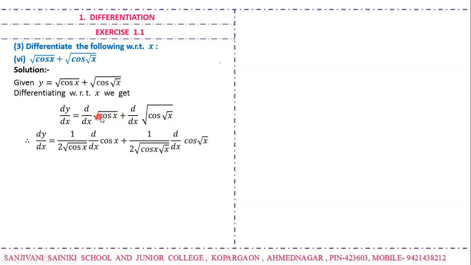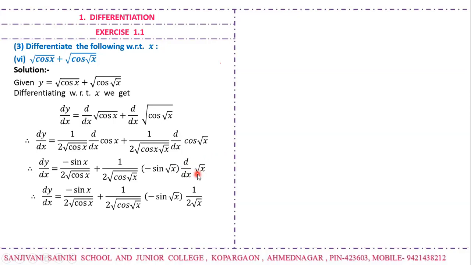So dy/dx of the first function plus dy/dx of the second function. For the first function, root f of x, the derivative of root f of x is 1 upon 2 root f of x into f dash of x. So dy/dx of cos x here is also root f of x, meaning 1 upon 2 root f of x into f dash of x, plus dy/dx of cos of root x. Now here dy/dx of cos x is minus sin x, and dy/dx of cos f of x is minus sin f of x into f dash of x, that is, minus sin f of x into dy/dx of f of x. The derivative of root x is 1 upon 2 root x.